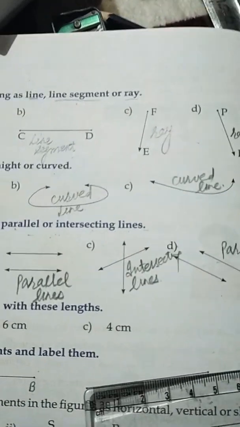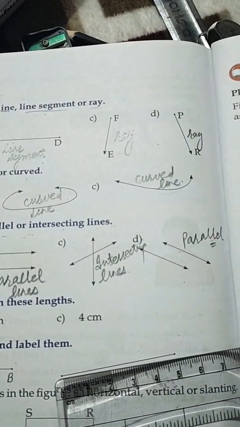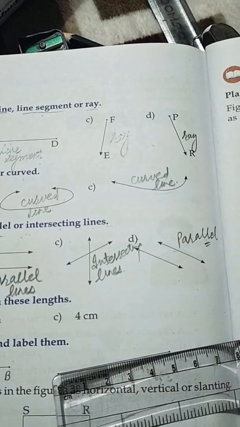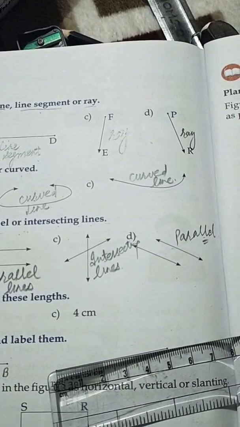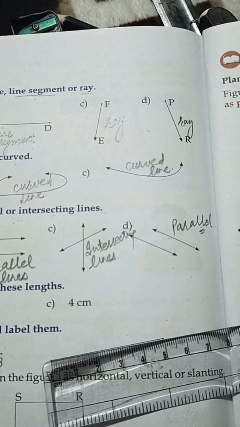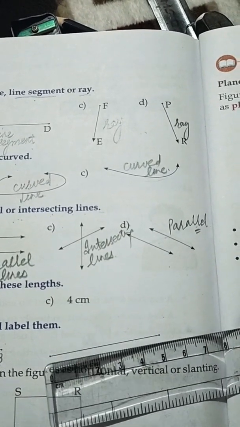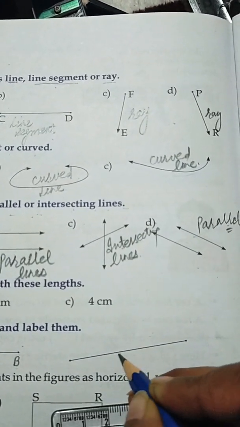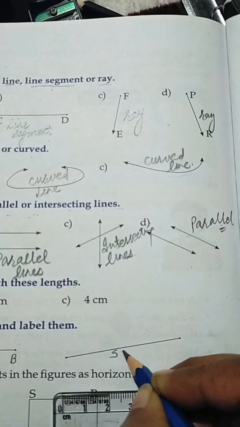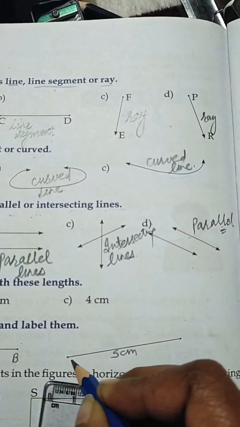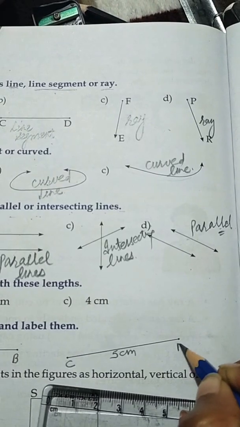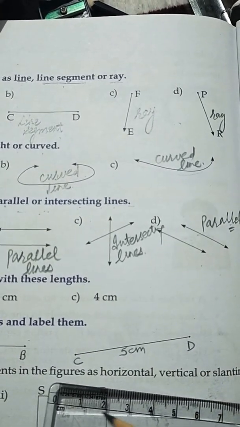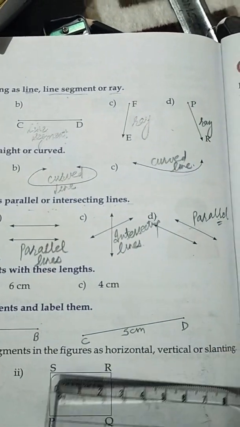And here when we measure, a slanting line segment is given to us. Yes, here you can see the starting point is on 0 and the ending point is on 5. So the length of this line segment is 5 centimeter, and the name we can give this is CD. The length of line segment CD is 5 centimeter.